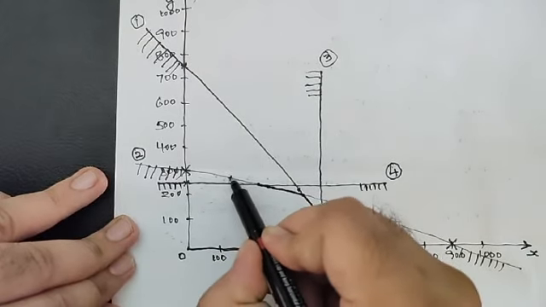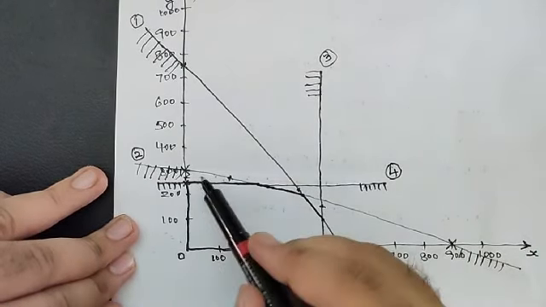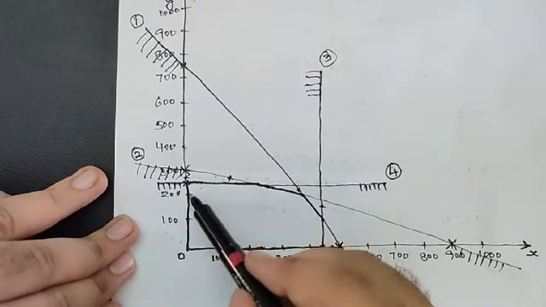And next, can I move up or down? If I move up, and I take a point here, it is not below line 4. So I need to move in the downward direction. So now it is over. So what is the common feasible region? This one.